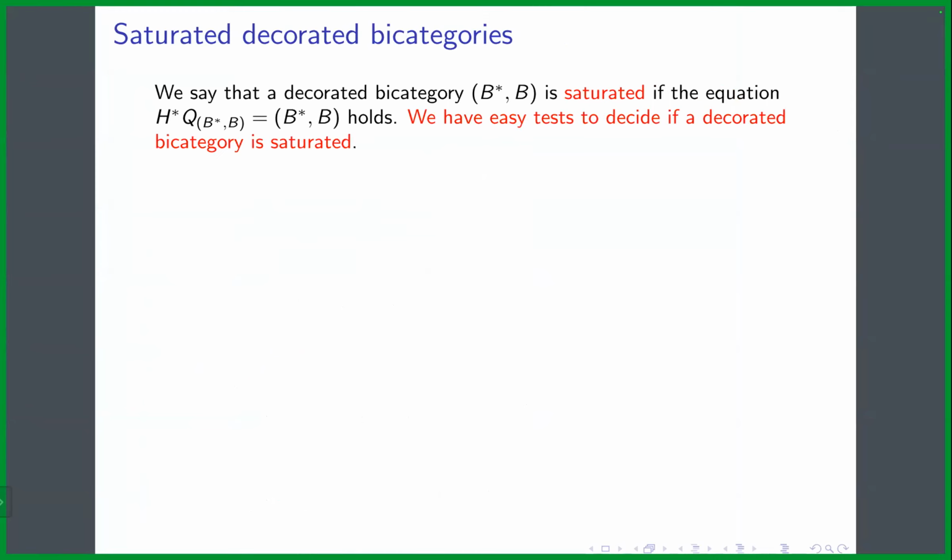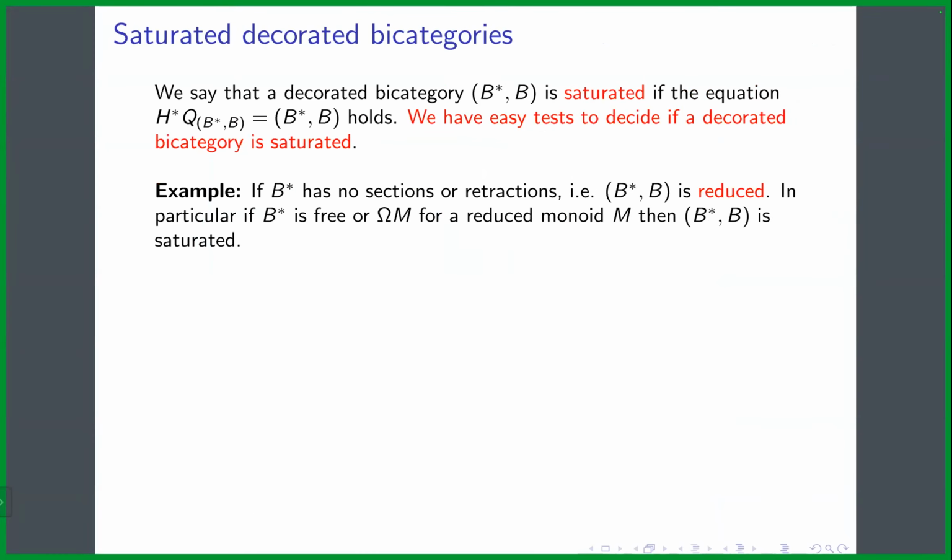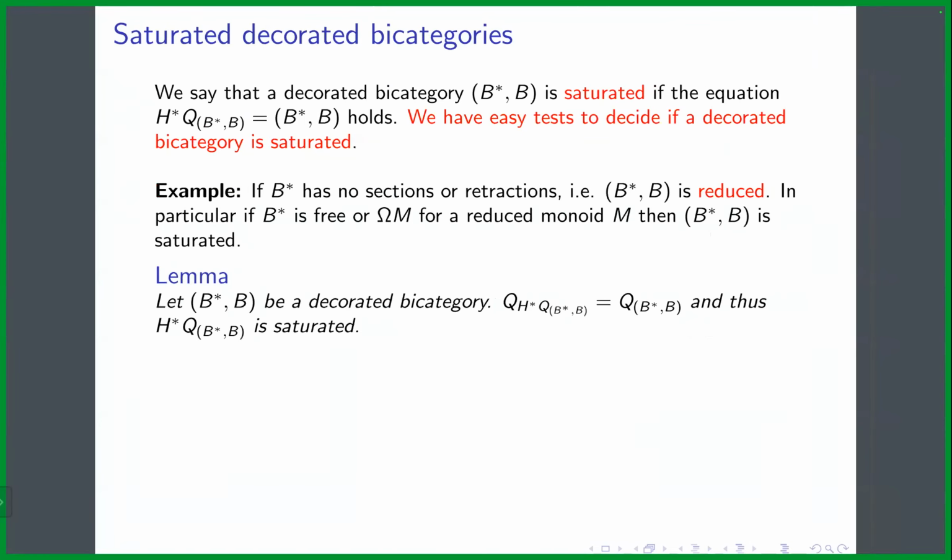But if that happens, then we say that the decorated bicategory (B*, B) is saturated. And we have easy tests to determine if a decorated bicategory is saturated. For example, if B* has no sections or retractions, that is, if (B*, B) is reduced, then in particular, if B* is the looping category of a reduced monoid, then (B*, B) is saturated, and so its free globularly generated double category internalizes it. And so we have the following lemma.